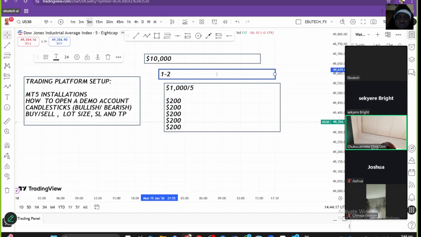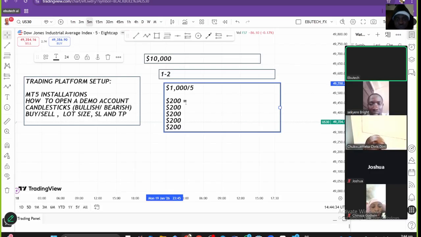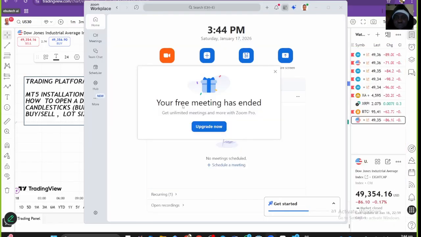So now, if we risk 1:2, let's say for instance we take our first trade and we win this trade 1:2, how much gain are we going to get? Does anyone know? How much gain are we going to get if we risk?